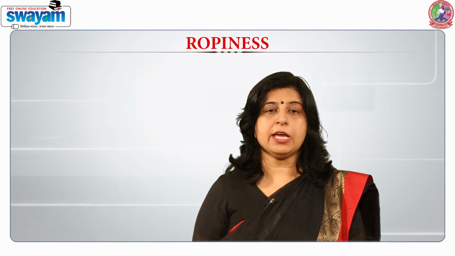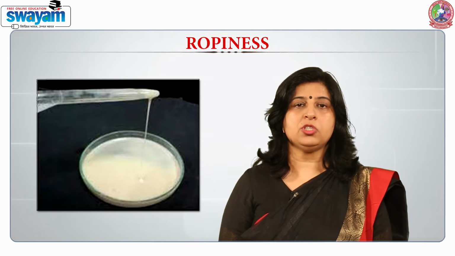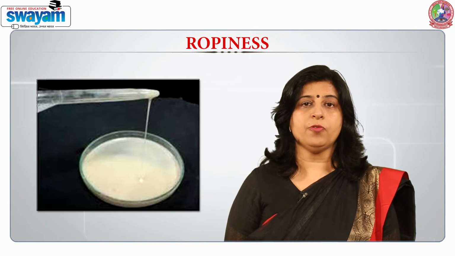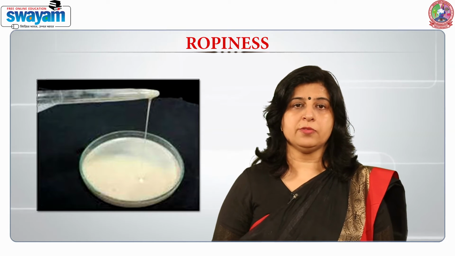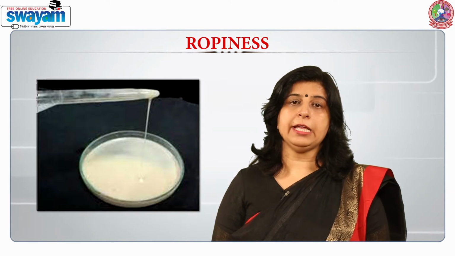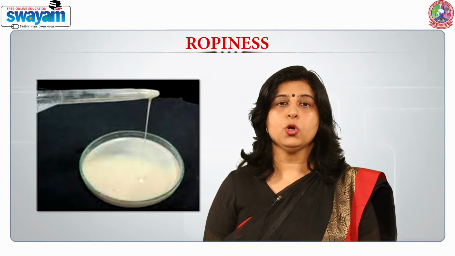The next defect which can be seen in the milk is ropiness. Ropiness means change in the consistency of the product, and it leads to the formation of thread or viscous masses when it is poured. When you are pouring the milk from one container to the next, we can see the ropes, and we call this defect hence as ropiness.